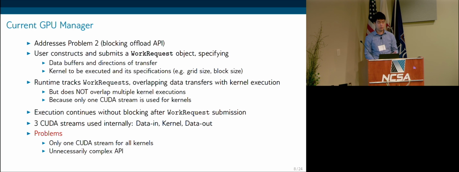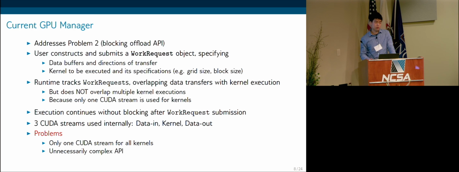After the user submits this work request, the runtime tracks these work requests, which could have been submitted by multiple chares, and is then able to overlap data transfers if they are in opposite directions, and overlap these data transfers with the kernel execution. But the problem here is that it is not able to overlap multiple or concurrent kernel executions. This is because only one CUDA stream is used for kernel execution in the current implementation.